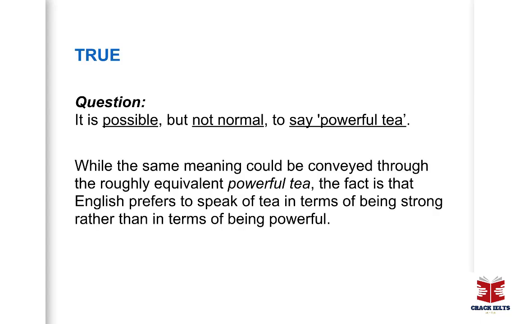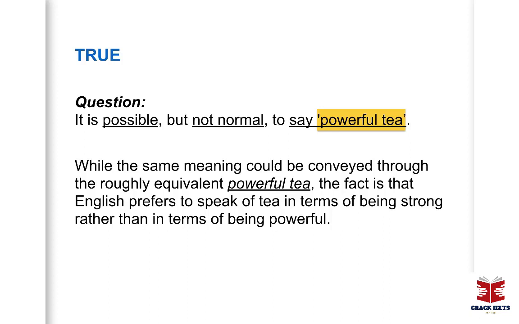Let's read the passage now at normal speed. Remember that no skimming or scanning, just read at normal speed. While the same meaning could be conveyed through the roughly equivalent poverty, the fact is that English prefers to speak of tea in terms of being strong rather than in terms of being powerful. So I'm sure that you will notice poverty in that, because it is an easy phrase to see from the question.